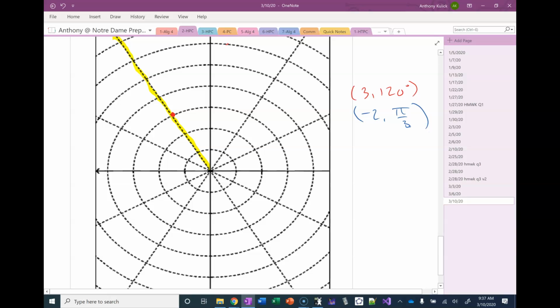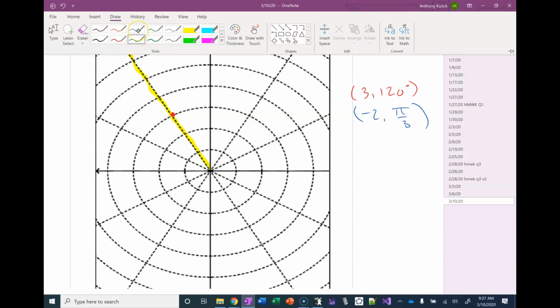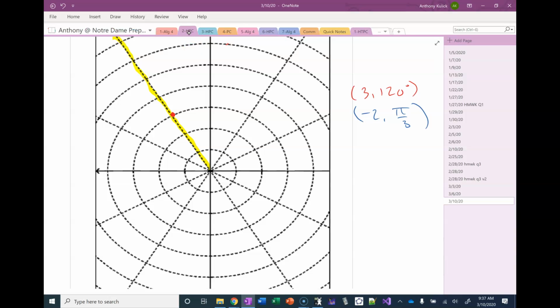So -2 and pi over 3. Remember, each of these straight lines is 30 degrees, or pi over 6. So pi over 3 is 2 pi over 6, excuse me. Which of these straight lines am I interested in? So here's pi over 6, and there's pi over 3, so I'm interested in this one here. Everybody's okay there?